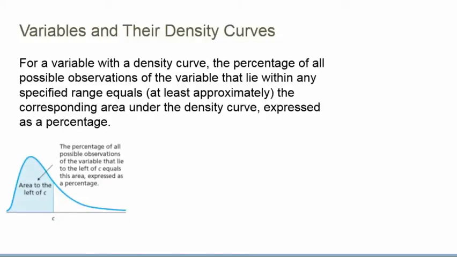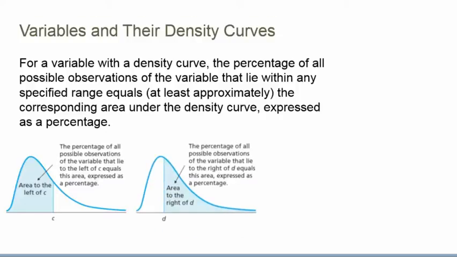Here we have a density curve. We have a point C, and the area to the left of C is the percentage of all possible observations of the variable that lie to the left of C. It equals this area, expressed as a percentage. What this means is if we have a continuous random variable, if we find the area to the left of C, which is the percentage of the observations to the left of C, that will be the probability of the observations to the left of C.